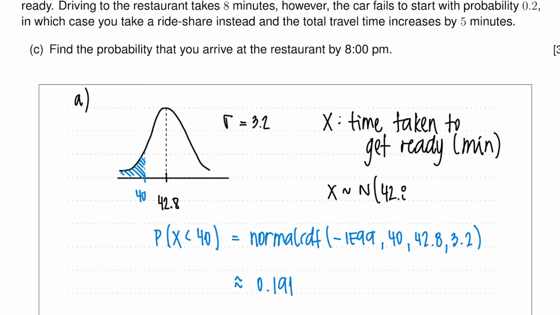And by the way, you can also express X as a normal distribution with a mean of 42.8, comma 3.2 squared. Do know as well that this represents the variance. The variance is 3.2 squared, which is 10.24. We don't write it like that, 10.24. We write 3.2 squared, so we can clearly see the standard deviation because that's what we use in these calculator commands.